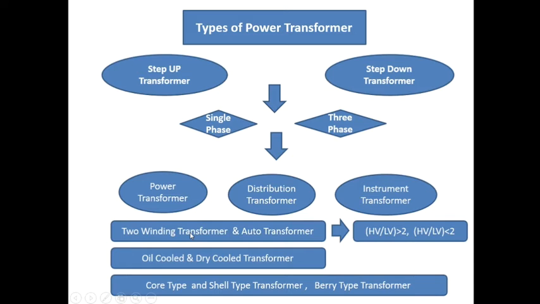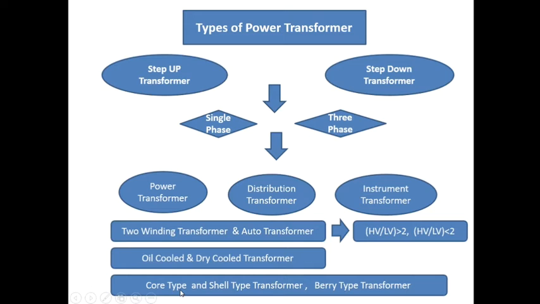Two-winding transformer and auto transformer. Two-winding transformer, where ratio of high voltage and low voltage is greater than 2. For auto transformer, ratio of high voltage and low voltage is less than 2. Oil cooled and dry cooled transformer, core type, shell type transformer, and also berry type transformer.